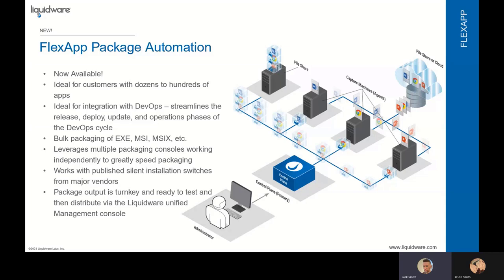One, obviously you, the administrator. Two, a control plane, or as we call the primary system. Three, the capture machines or agents, and then four, the file share. These are all the things that are needed along with the ProfileUnity Unified Console to bring things together. The things that you need to set up for the automation process is going to be the control plane, which can be installed on the ProfileUnity server if you want, or a separate entity, and then capture systems.